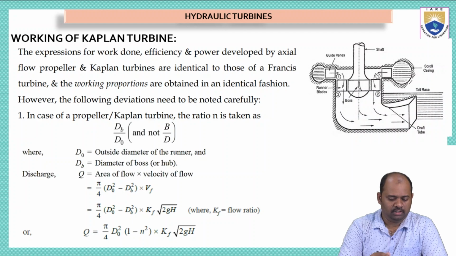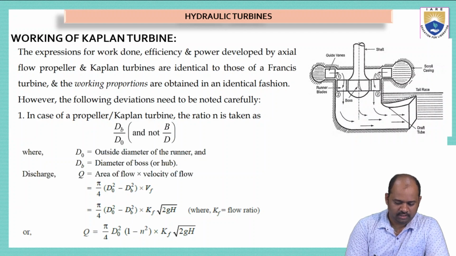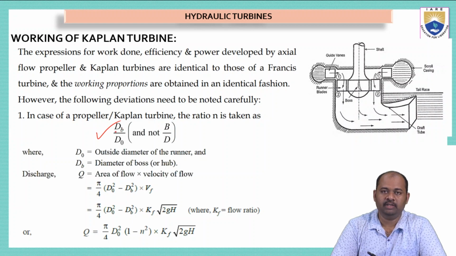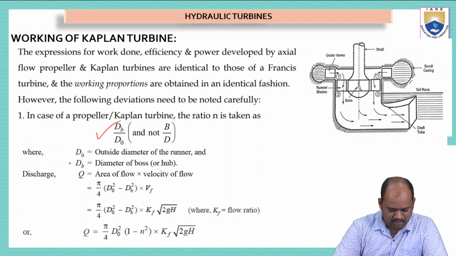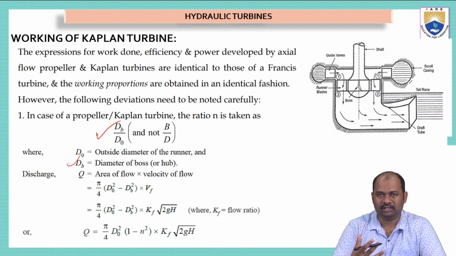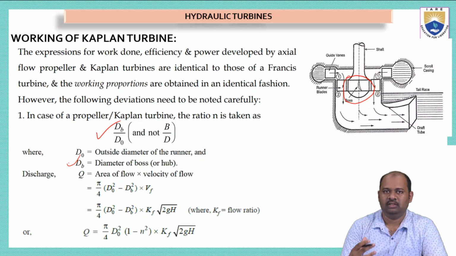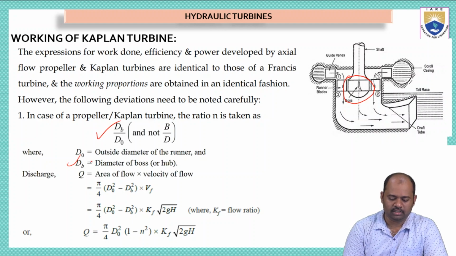So the only changed formula is here, the ratio is changed. The ratio n is taken as dB divided by d naught. You can see here dB is the diameter of the boss or hub. That means this part. This is the boss on which we will connect the runner. This is the diameter of the boss or hub, and D naught is the diameter of the runner, like the outside diameter of the runner.